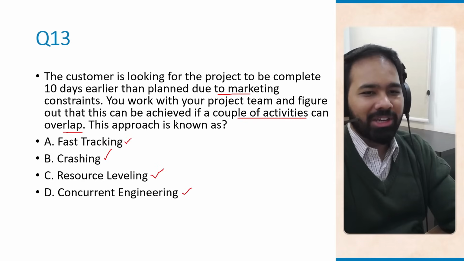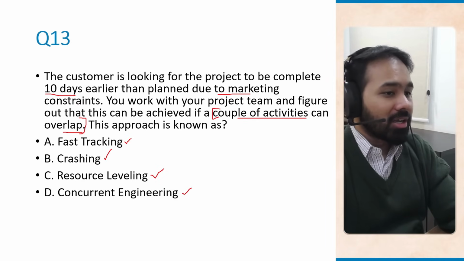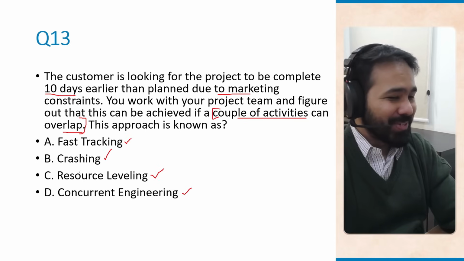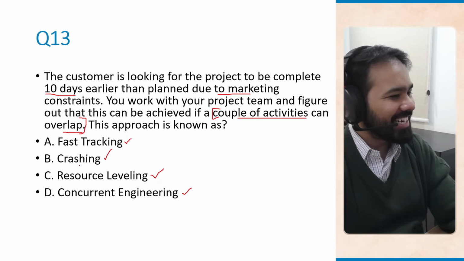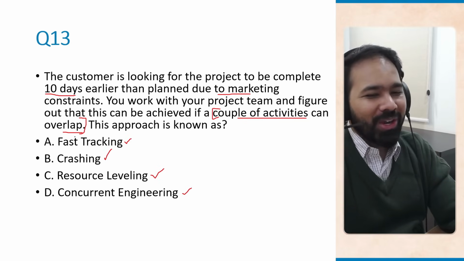So, what are you trying to do? You want to finish the project 10 days earlier. That's what the customer is asking for. And you think, as a project manager, that this can be achieved if a couple of activities can overlap. That means a couple of activities need to run concurrently. So, is concurrent engineering correct? Well, that is not correct, because we will actually go over all of this.